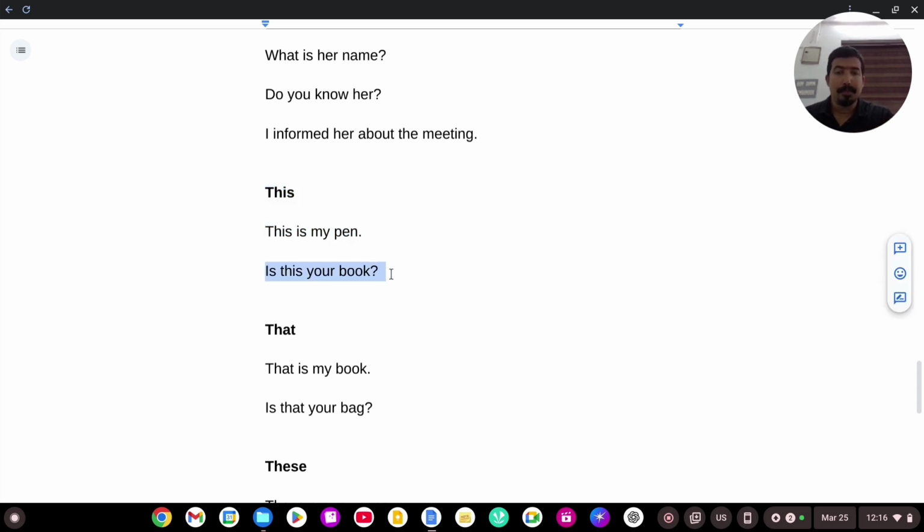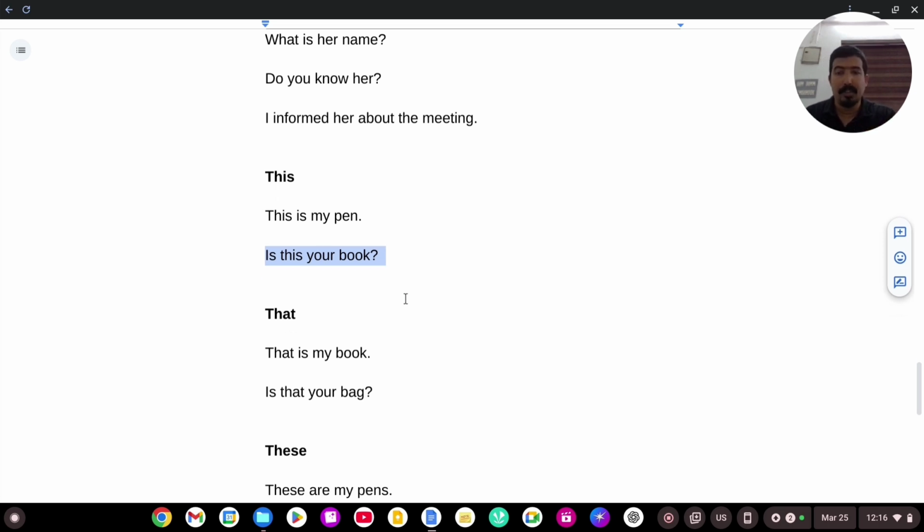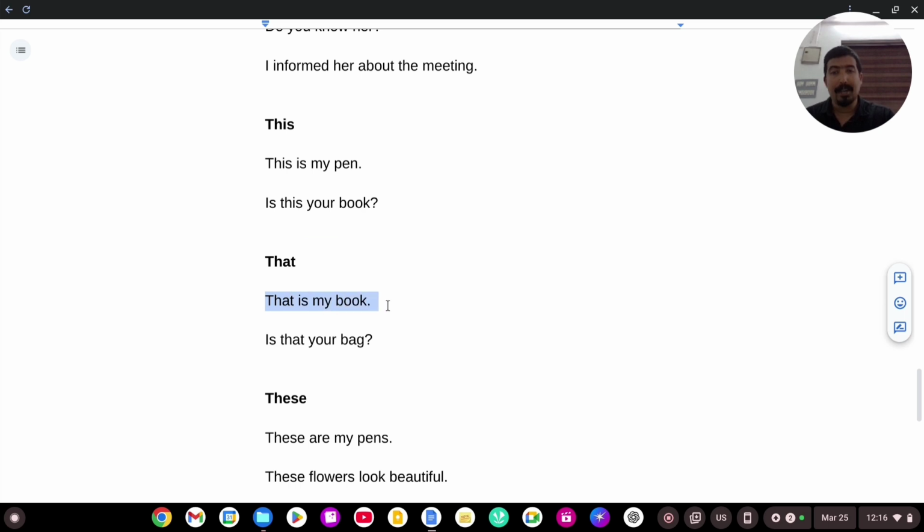Is this your book? I am holding a book in my hand and asking my friend, is this your book? Just one book. Remember, this means just one thing. It is singular. Is this your book? Again, I said, this is my book.